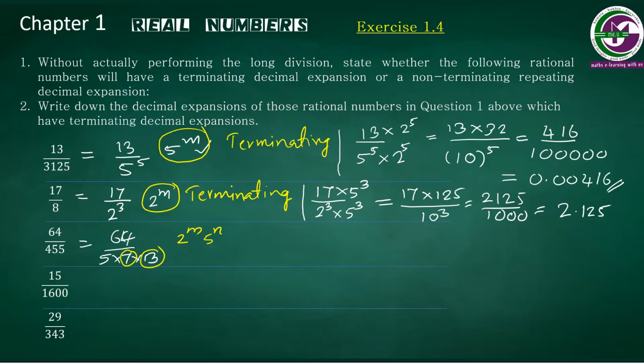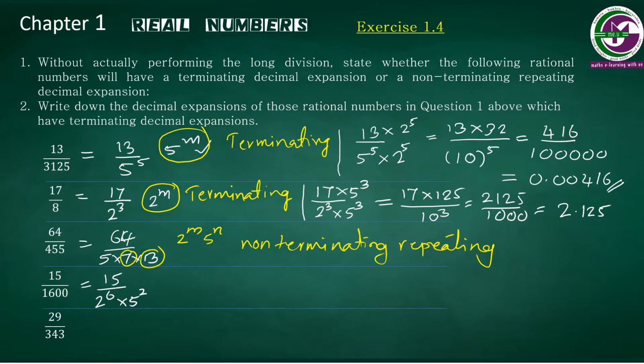So since the denominator is not in the form of 2 raised to m, 5 raised to n, it has a non-terminating repeating decimal expansion. Okay, it's very simple, right? Now next question, 15 upon 1600. On factorizing the denominator, you will get the denominator is 2 to the power 6 times 5 square.